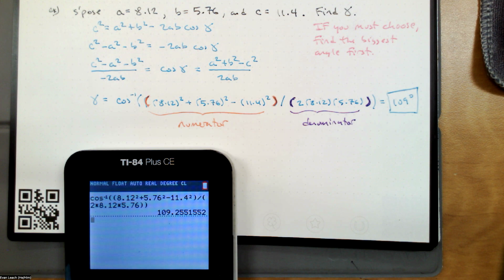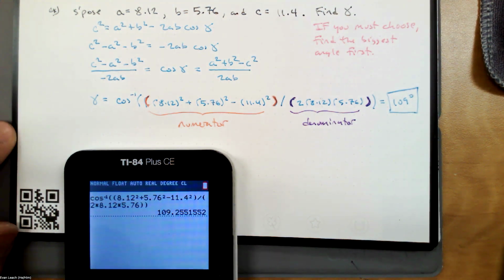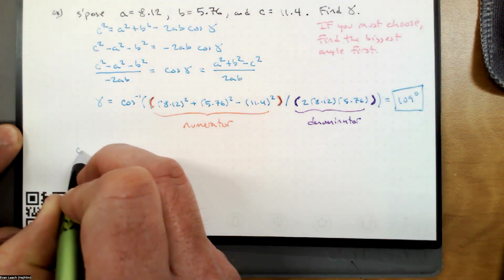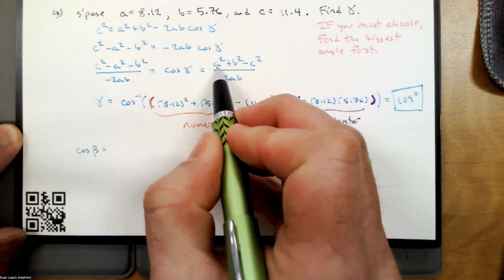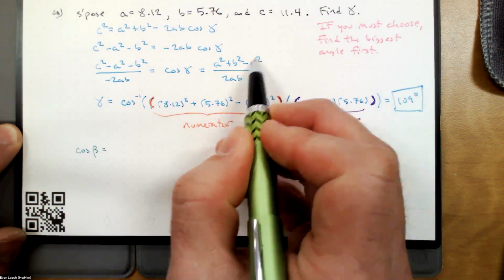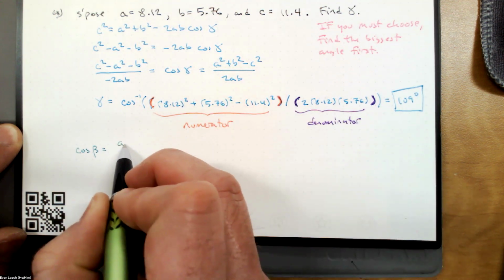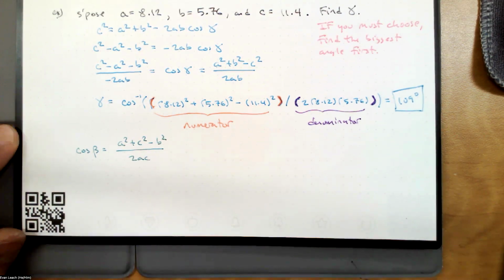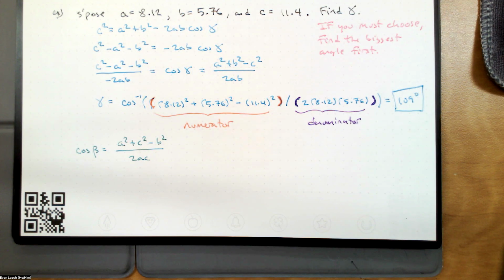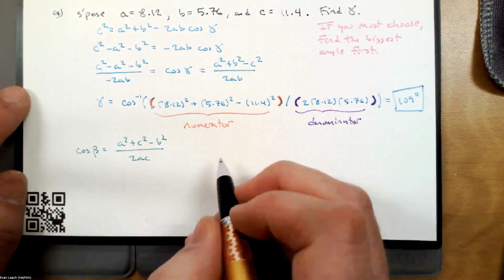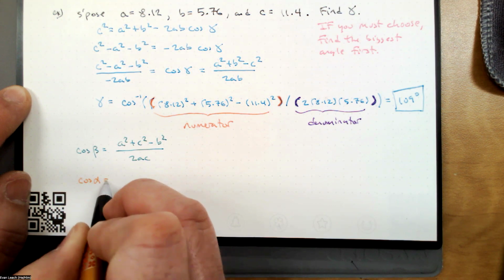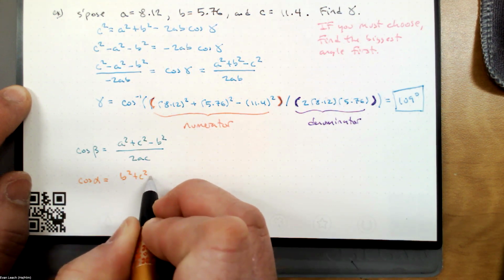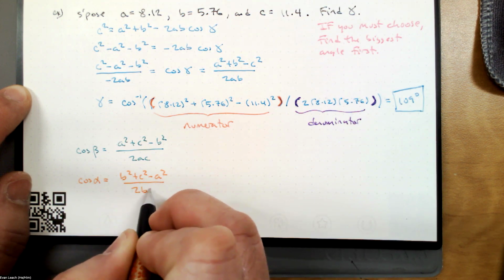We can write 2 other versions for beta and for alpha. So we could also write cosine of beta. Instead of a squared b squared minus c squared, the negative one is the one that goes with the angle. So I'll have a squared plus c squared minus b squared over 2ac. So that would be the beta and b version of finding an angle. We can also do an alpha version. Right, cosine of alpha is b squared plus c squared minus a squared over 2bc.